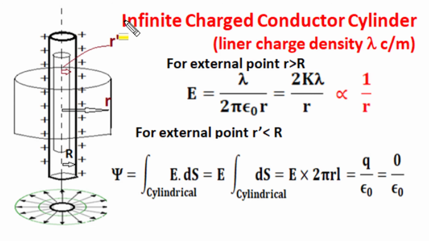For a very long charged conductor cylinder, all charge will remain only on its outer surface, and there won't be any internal charge distribution whether the cylinder is solid or hollow.